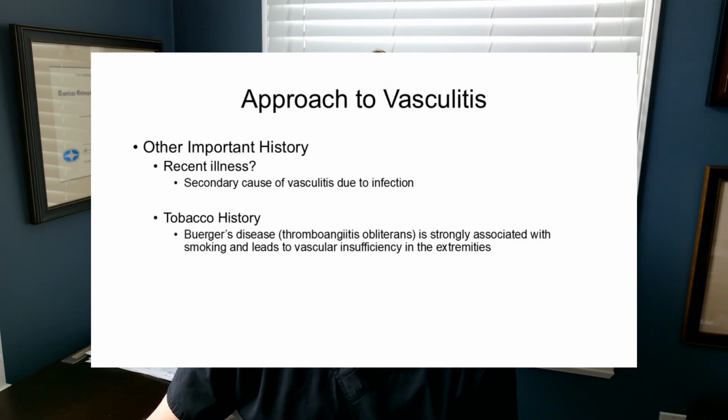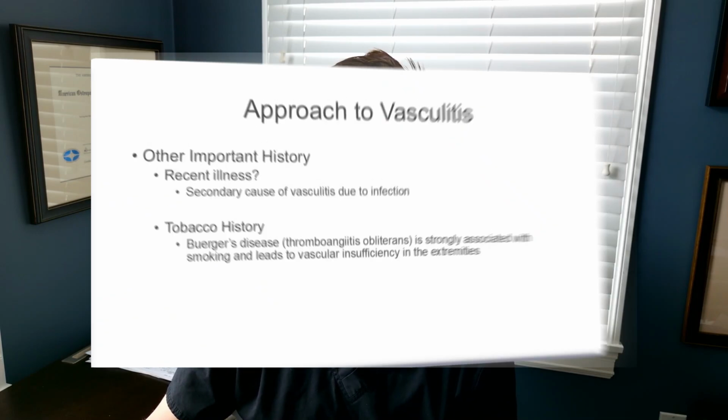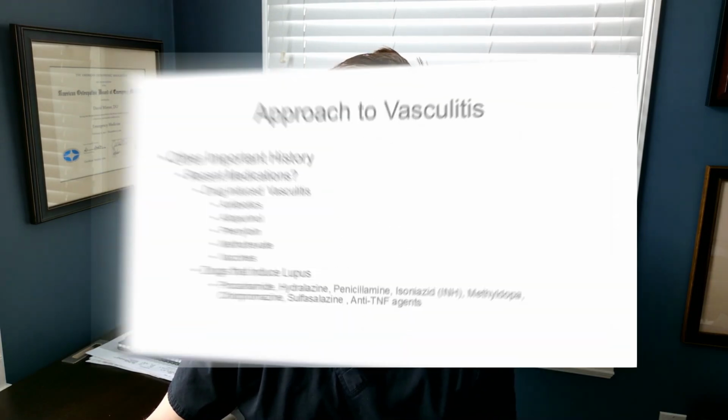Buerger's disease, thromboangiitis obliterans, is strongly associated with smoking and leads to vascular insufficiency in the extremities. Other things we should ask about: have they had any recent medication changes? Has the patient been put on antibiotics recently, or allopurinol? Did they recently get started on phenytoin?